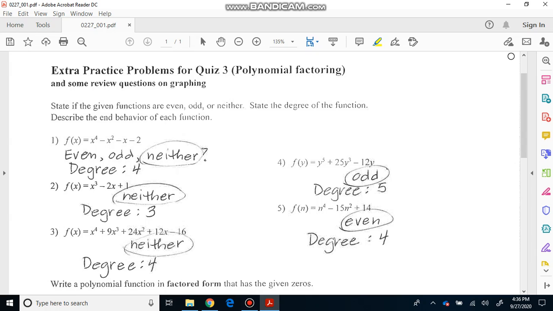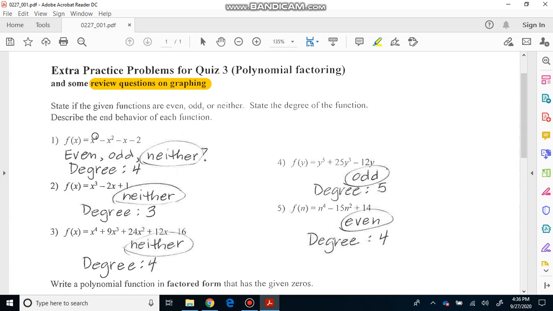I wrote out some solutions for the extra practice problems for the Quiz 3 worksheet. The top questions are these review questions for graphing, so I want to go over that first. So question number 1, is this even, odd, or neither? Now we're not talking about the degree, we're talking about the whole entire function.